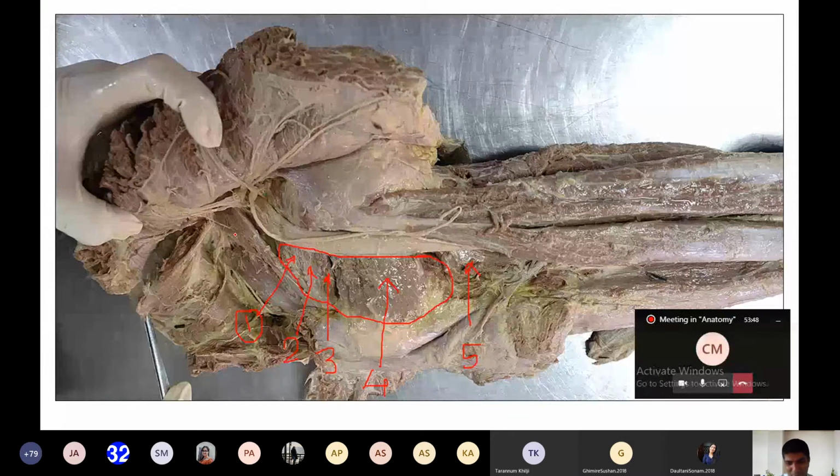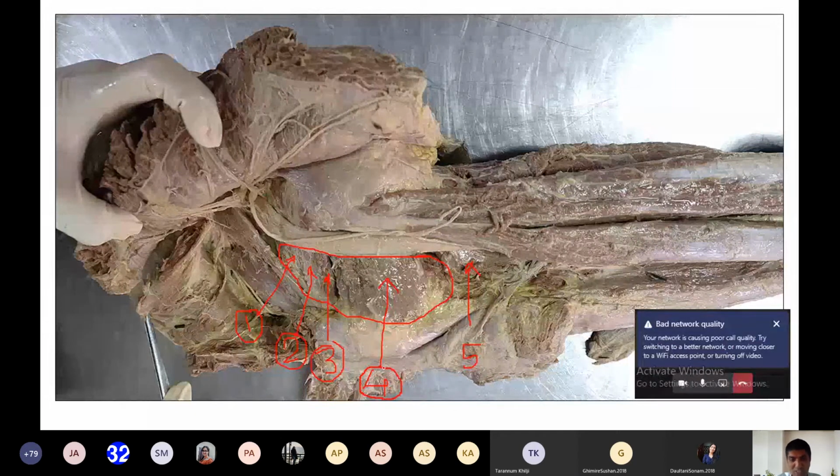Yes, many of you gave the correct answer. So this one is the superior gemellus. Number 2 is the internal tendon of the obturator. Yeah, very good. The white part is the tendon of the obturator internus. And then number 3 is the inferior gemellus. Yes, very good. And this number 4 is the quadratus.